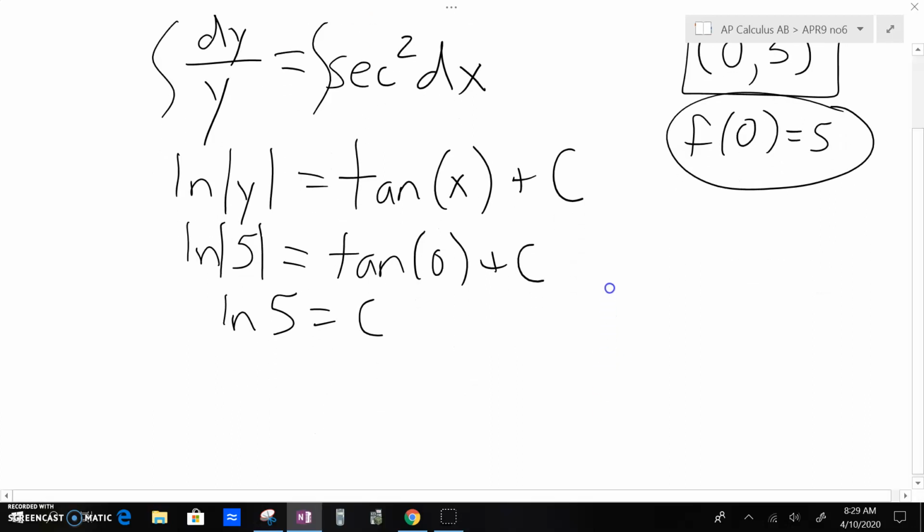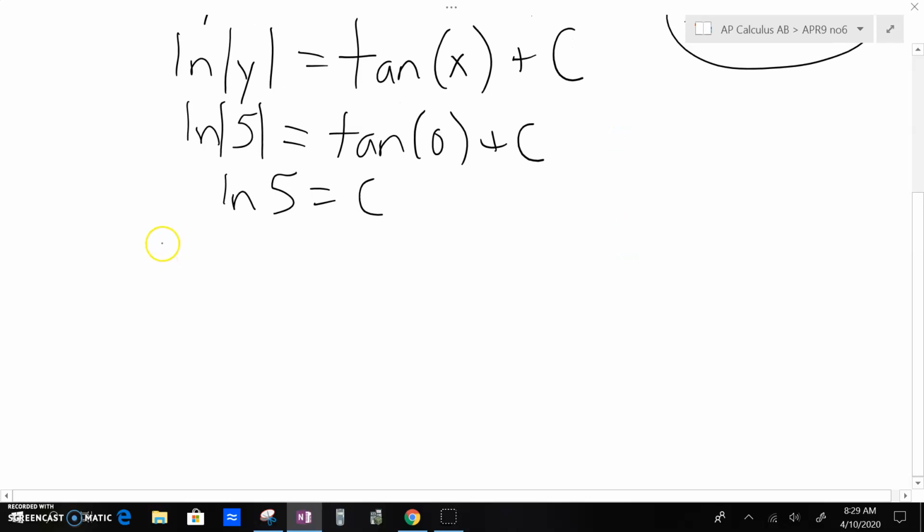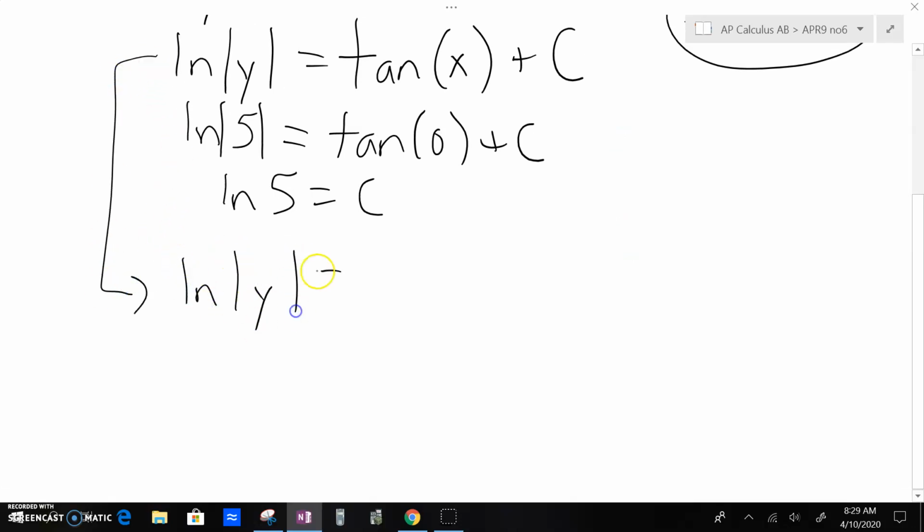And so then at this stage, we say, okay, let's keep it right here. We're going to do this thing again, except I'm going to take the c out, and I'm going to put the ln of 5 in. And then what we need to do is isolate y. And to do that, I'm going to e both sides.